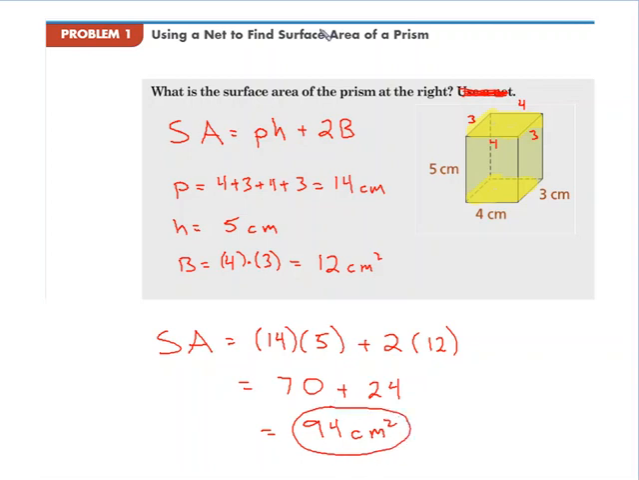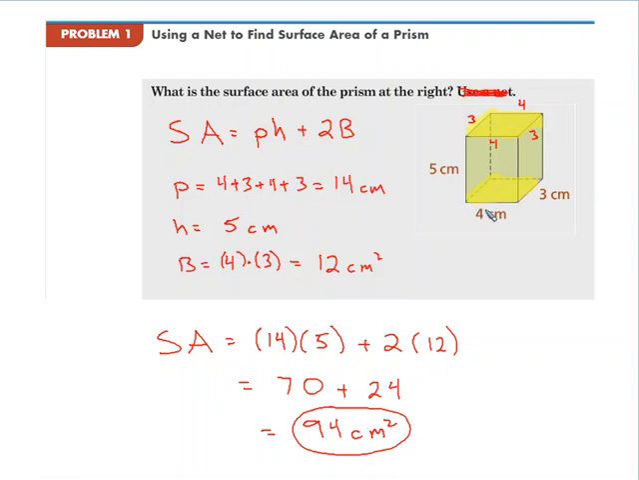Okay, hope you see how we have the formula. We wrote out what the 3 missing quantities were. 2 of them we had to calculate. The P was the perimeter of the base, so that was adding up the 4 edges of the rectangle at the top. The height, we didn't have to calculate, it was given in the picture. And then the capital B is the area of the base shape, and we had to multiply 4 times 3 to get that.